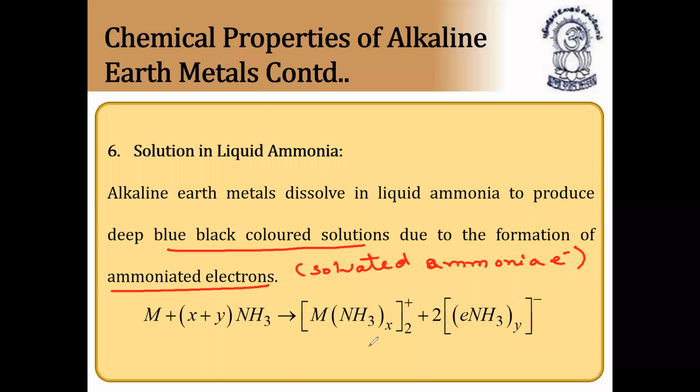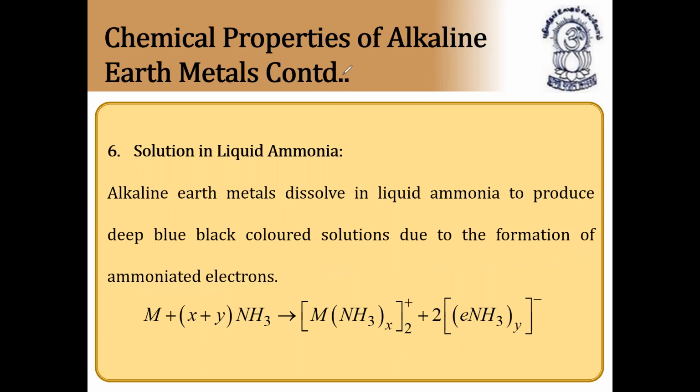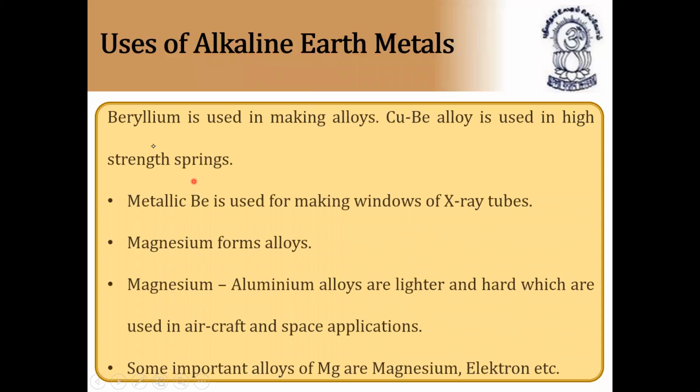What is this called? A deep blue black colored solution. Whereas in that case it absorbs red light and gives only a blue solution, and here it absorbs red light and gives a deep blue black solution. Why is it happening, you can see here. This is due to solvated electrons.